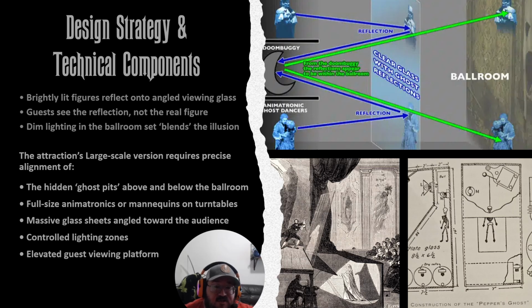Now, the Haunted Mansion uses two hidden spaces, one above the rider and one below, where the figures are. Many of these figures are mounted on rotating turntables to create a smooth and repeated motion as guests make their way through the scene. A massive pane of glass spans the entire length of the ballroom, and it's angled towards the guests and has controlled lighting, so that guests view the scene from the elevated area that their doom buggies are in, looking down, seeing the ghosts.